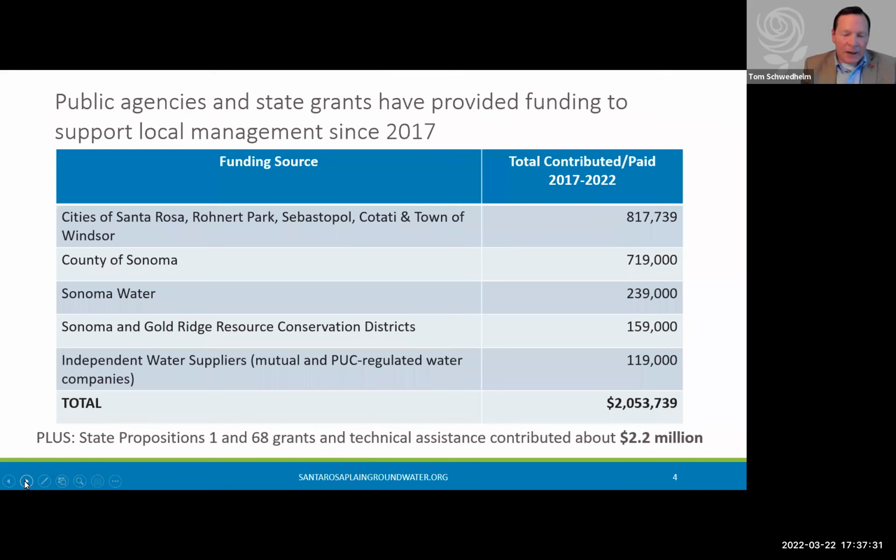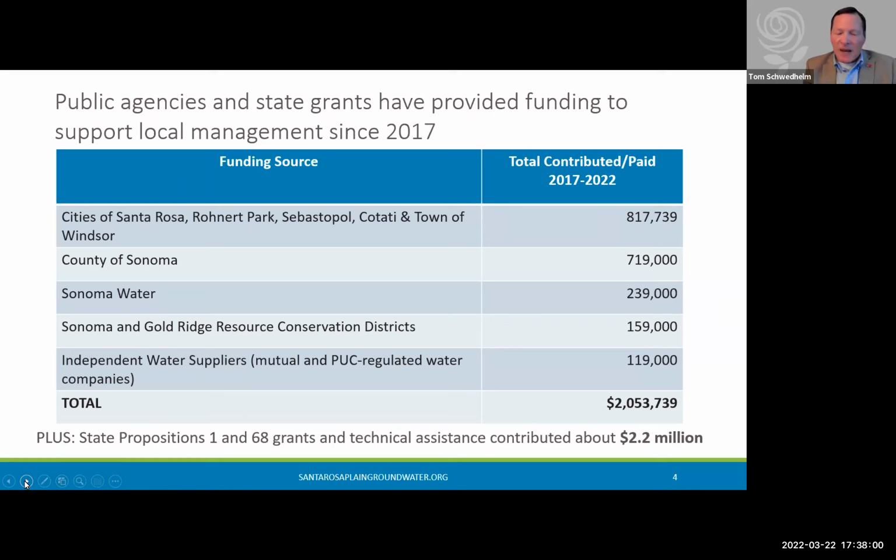As required by SGMA, the Santa Rosa Plain Groundwater Sustainability Agency was created in 2017. The county, cities, towns, and special districts have supported the GSA for the first 5 years, through either contributions or with a fee that was approved in 2019. In total, local agencies have paid more than $2 million to support the GSA. This has been matched by state grants and technical assistance of about $2.2 million.